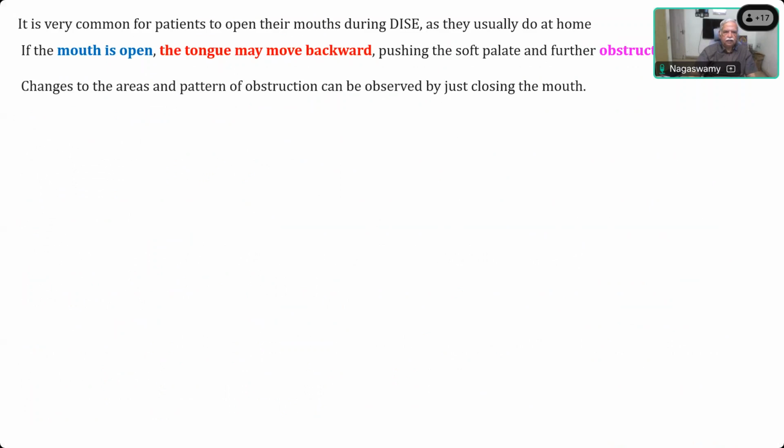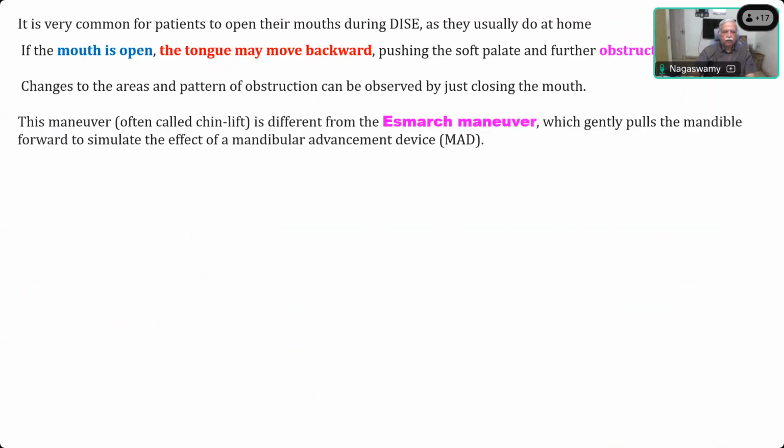So changes to the areas and pattern of obstruction can be observed by simply closing the mouth or pulling the mandible forward. So in chin lift, what do you do normally to remove the obstruction? How do you bring the mandible forward when you do a chin lift? The angle of the mandible will lift. You put your fingers behind both the angles of the mandible and push it forward.